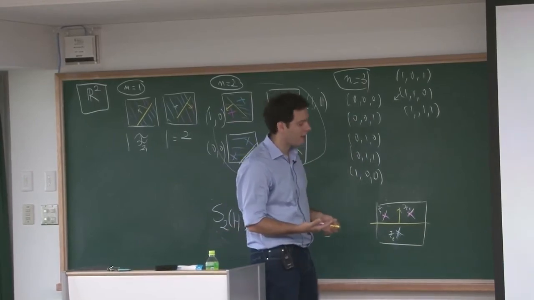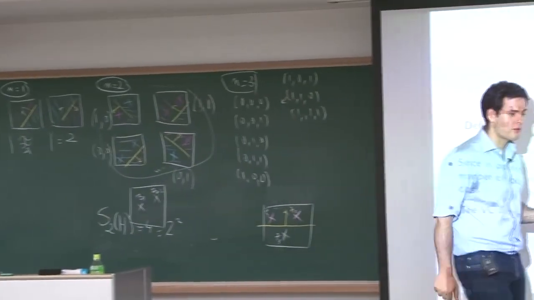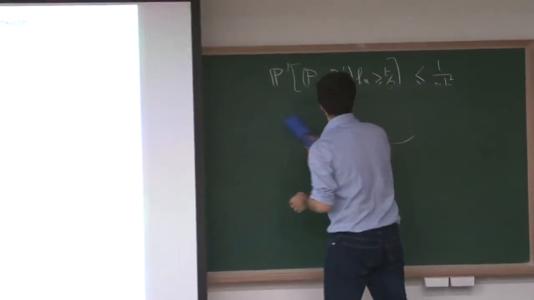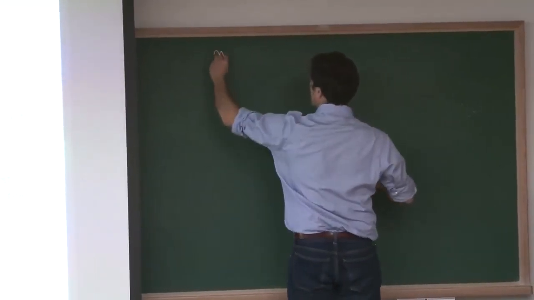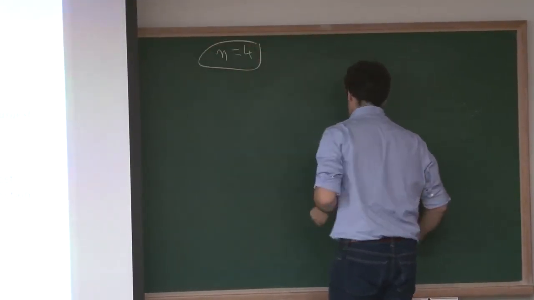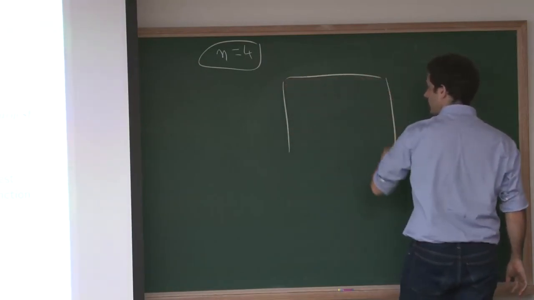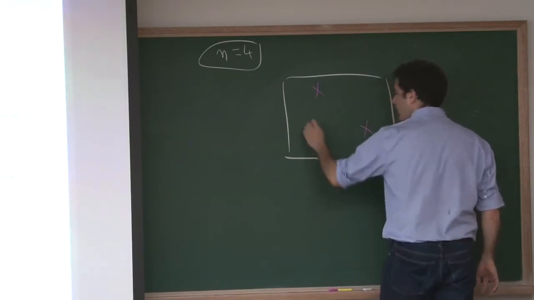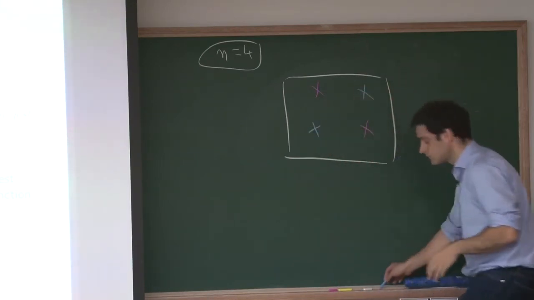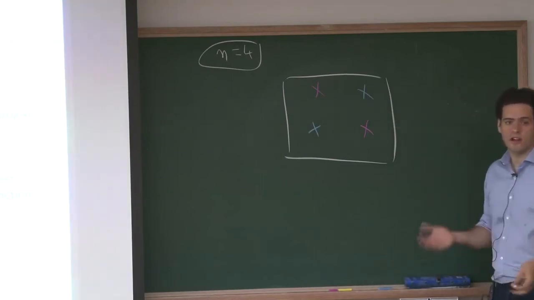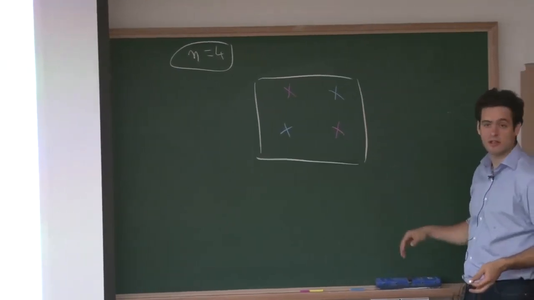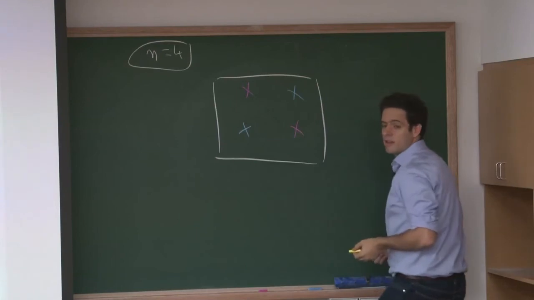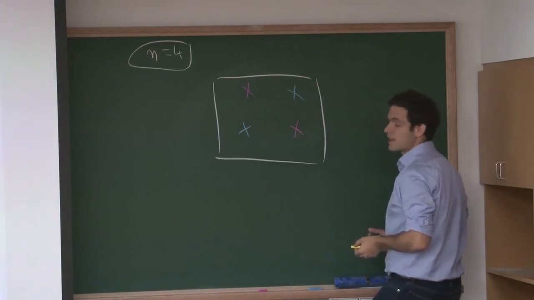Now, if n equals 4, this is where we have a problem. Because if n equals 4, can I use hyperplanes to obtain this labeling? Of course, there's no way I can define a hyperplane that will give me those labels like this. If those two here need to be red, it means that they have to be on the same side of the hyperplane.